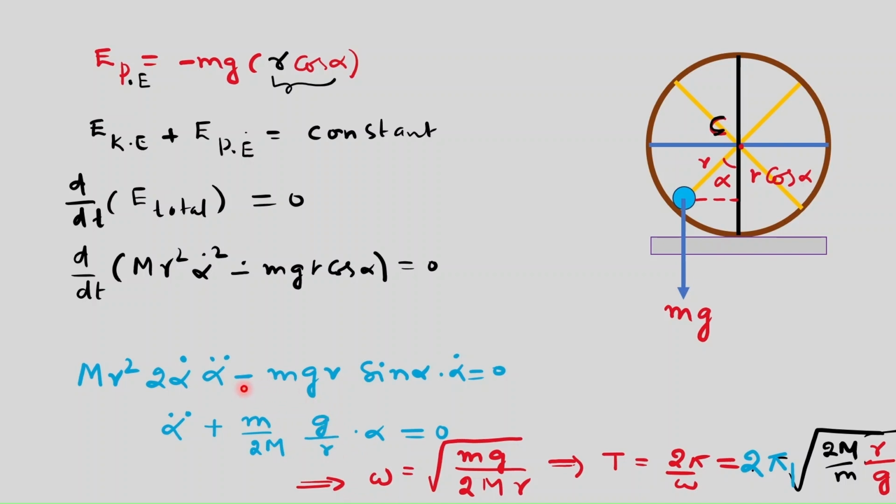From here, this term is nothing but omega square, right? So we can write omega square is equal to m g by 2 M r. From there, omega is equal to under root of m g by 2 M r. From there, we can write the time period of the system as 2 pi by omega. Just plug in the omega value in this, you will get 2 pi under root of 2M by m times r by g.